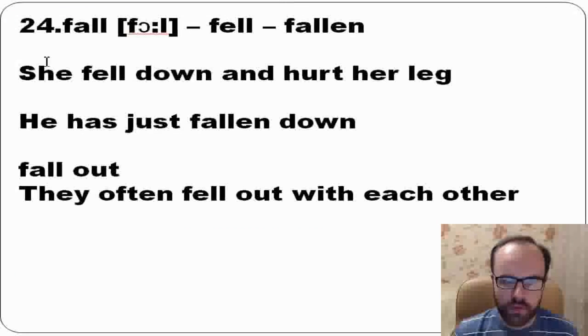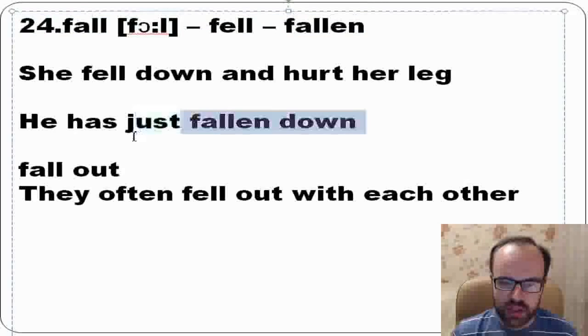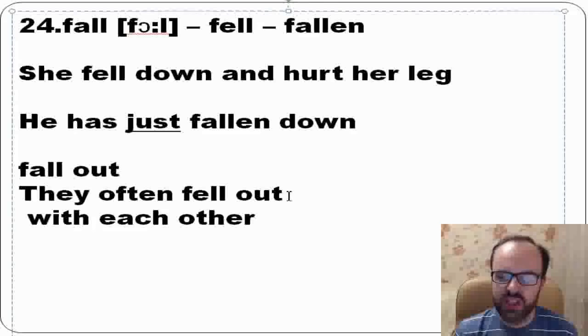Right. Fall, fell, fallen. She fell down and hurt her leg. He has just fallen down. And fall out means to have a disagreement, to quarrel. So they often fell out with each other, they often quarrel, they often disagree with each other, they don't agree with each other, they have some problems.